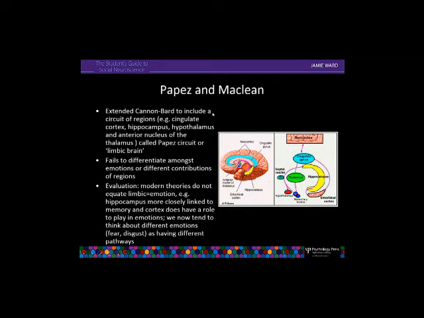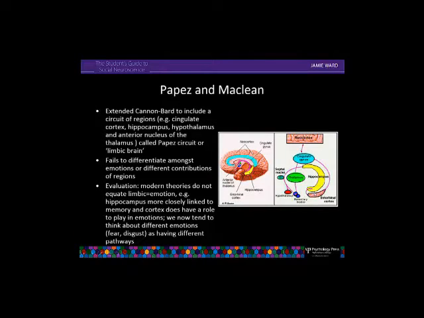And then Papez and MacLean had the idea of the limbic brain, or what's called the Papez circuit, which are these regions here: the hippocampus, the cingulate, the hypothalamus. In effect, you've got this largely undifferentiated circuit. They made no claims that one region is more involved in fear and another in disgust and so on. It was essentially a circuit that globally supported emotions.